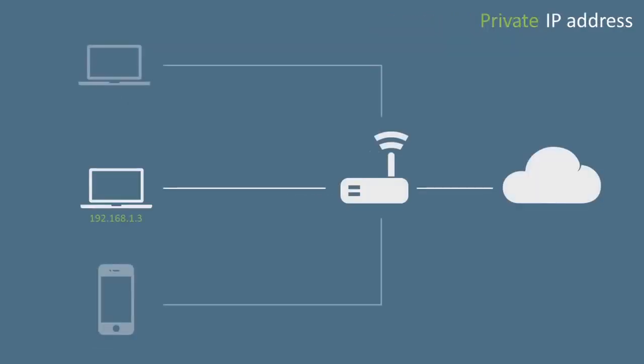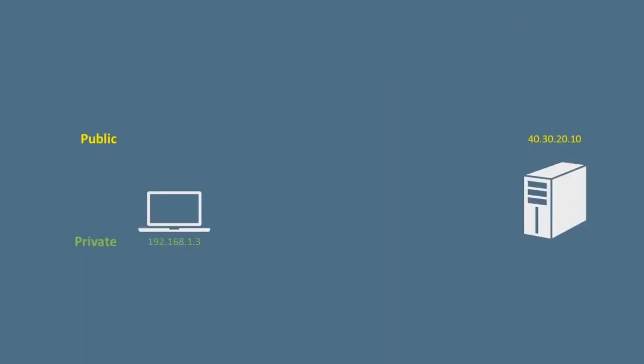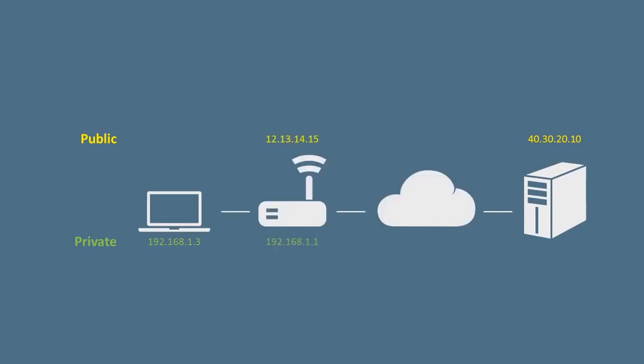Now let's consider the connection from Jane's laptop for a second. Jane's laptop has an IP address of 192.168.1.3. Here's an example scenario where Jane's laptop wants to know what the current weather is in Texas, and to get this information, it will try to contact the server at 40.30.20.10. To reach this web server, Jane's laptop will have to go through the home router, through the internet, and finally arrive at the web server.